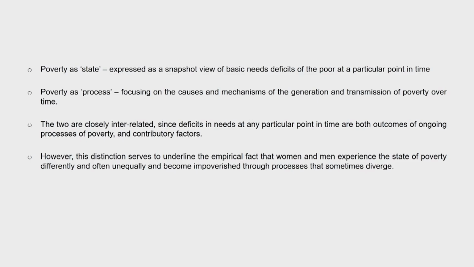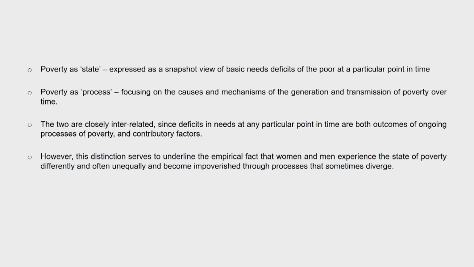A very noted economist named Naila Kabeer has spoken of poverty as a state of being and poverty as a process. She has worked in detail on gender and poverty in Bangladesh, and from her experiences there, she has talked about poverty as a state of being and as a process. And for our understanding of what gender mainstreaming is, we can also begin understanding poverty as a state and as a process. So if we have to express poverty as a state, we can think of it as a snapshot view of basic needs deficits of the poor at a particular point of time.